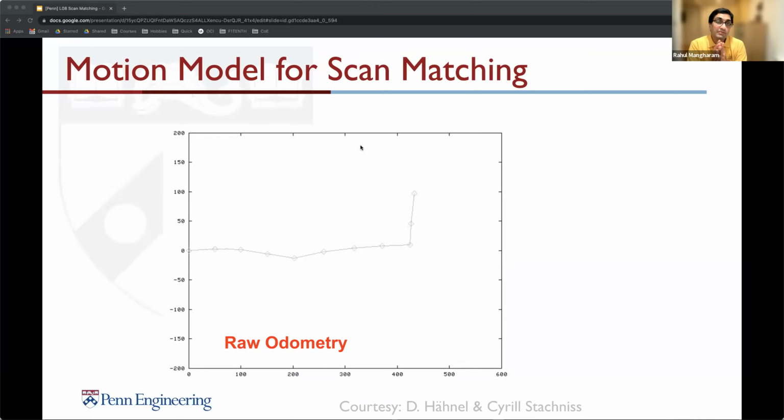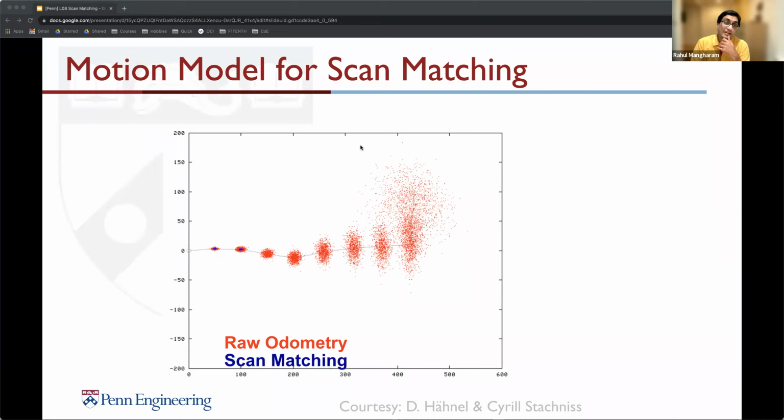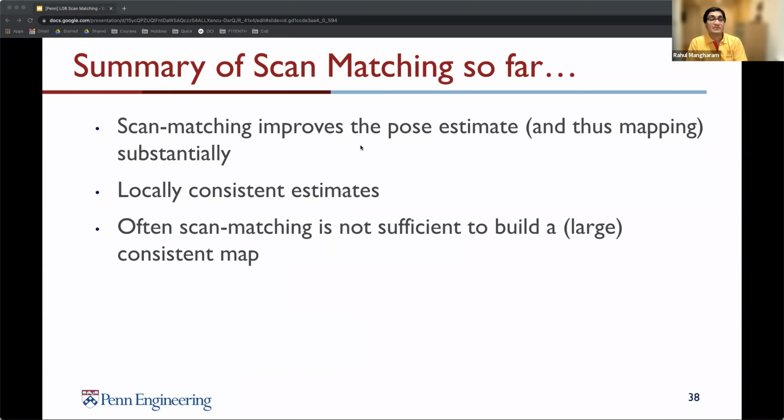Now we can compare the motion models that we get between odometry and scan matching. In red, we see the pose estimate samples generated from a distribution according to odometry. This was a trajectory the robot took, and the sample set represents the uncertainty that you have. If you compare that with the scan matching model in blue, you can see that there's a much smaller uncertainty when compared to the raw odometry model. So things are getting better, right? So in summary, scan matching so far improves the pose estimation and thus the mapping substantially.